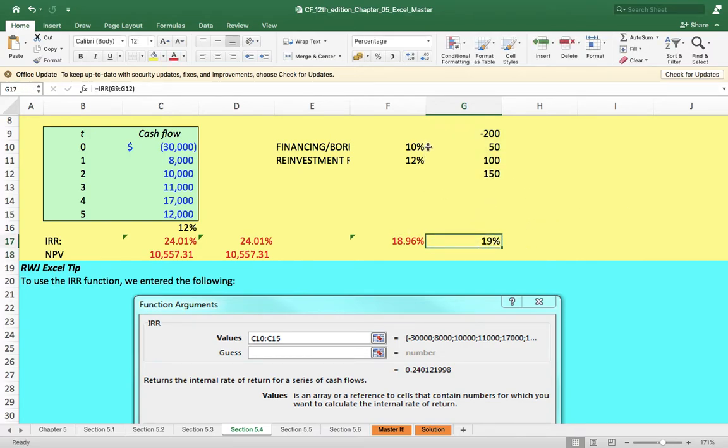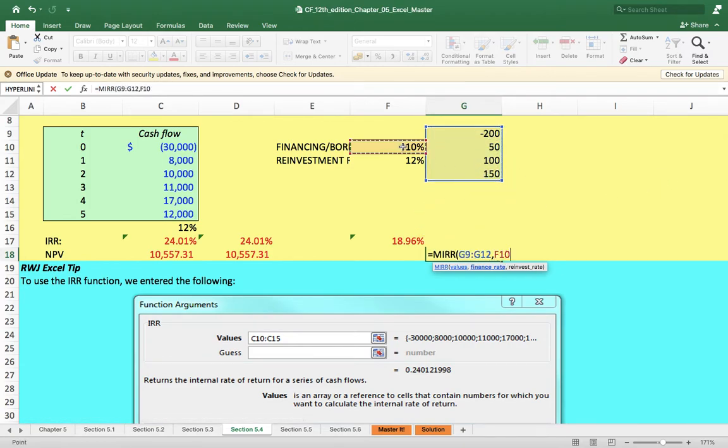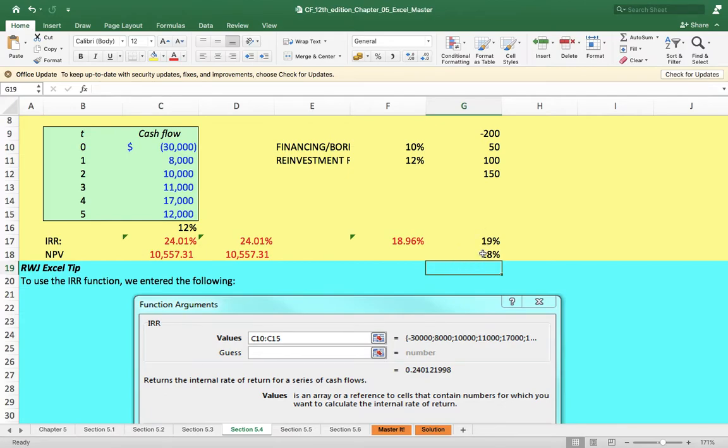Say for example, there is a financing rate and there is a reinvestment rate, then you have to calculate the MIRR, modified internal rate of return. It's asking for the values, put the values, comma, it's asking the financing rate, 10%. It's asking the reinvestment rate, 12%. Enter. It will give you the MIRR.